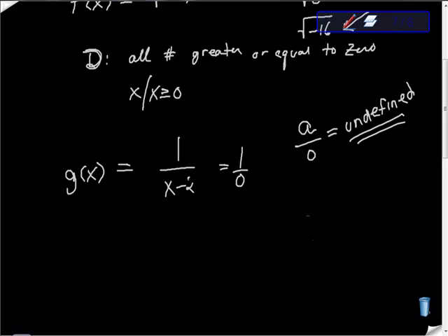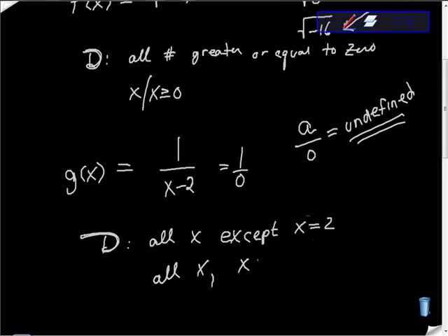I realize that if x is equal to 2, this thing doesn't work. So I say, my domain, you write the D like this, my domain is all x except x equal to 2, or all x, comma, x cannot equal 2. And that's it. So that's how domain works.